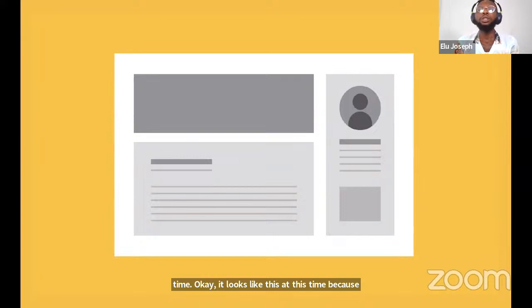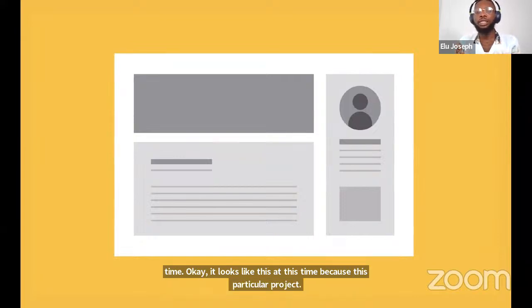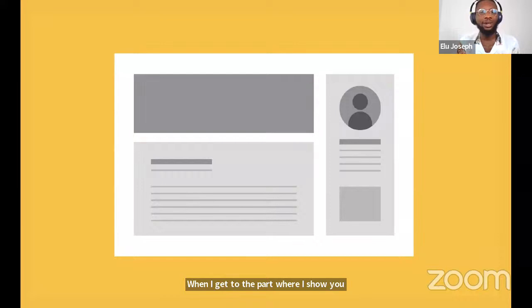When I get to the part where I show you examples of projects that have layouts, in fact, all projects have layouts and composition. When I get to the part where I show you examples, you see the layouts and you get them. You get to understand them better.